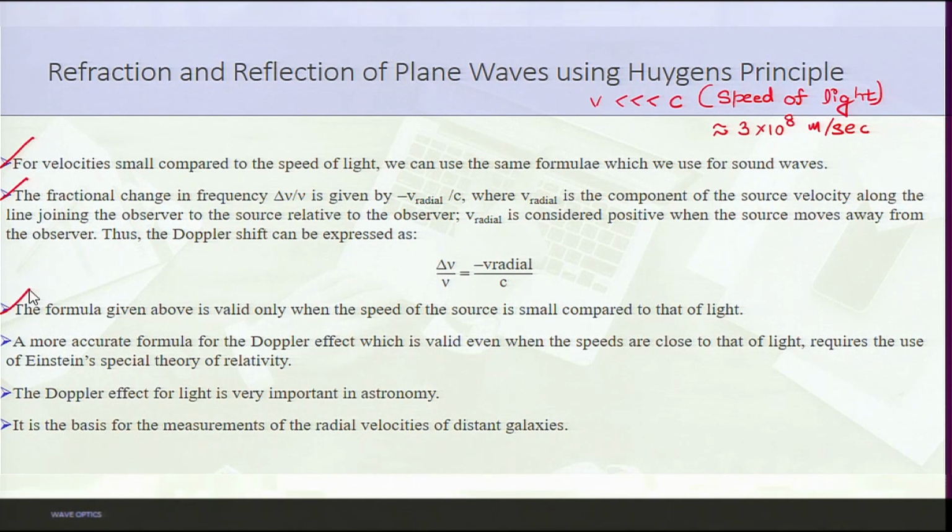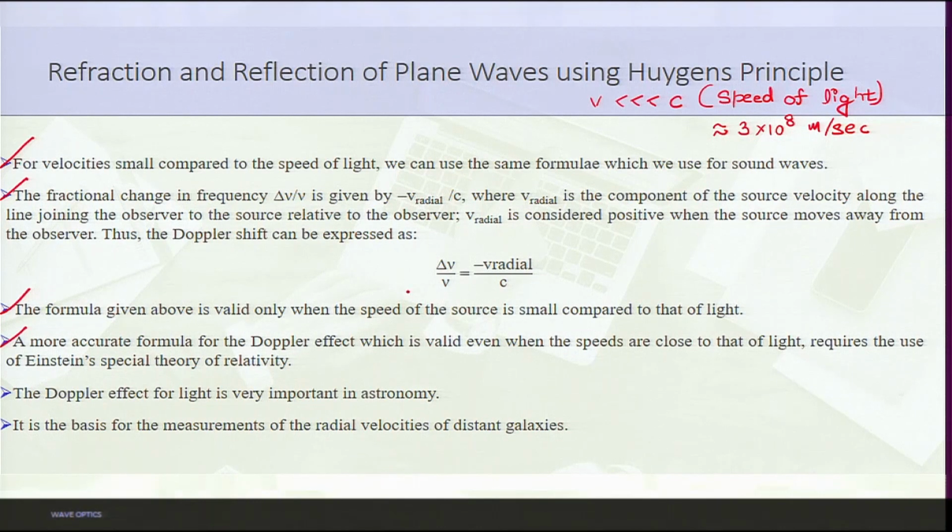This is so because when sound waves are being considered, the velocity is around 330 meters per second, 350 meters per second and so on, and when light is being compared, it is 3 into 10 to the power 8 meters per second, quite a large difference. A more accurate formula for the Doppler effect, which is valid even when the speeds are close to that of light, requires the use of Einstein's special theory of relativity.